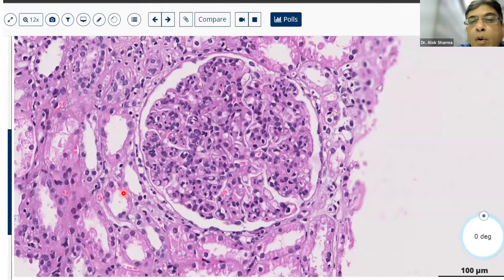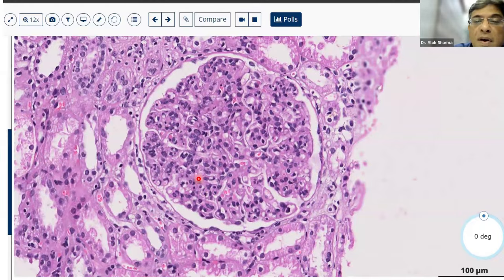You can see it is very cellular compared to whatever you have seen earlier. This is showing a lot of cellularity. And if you go into the higher power, you can see a lot of these cells are actually inside the glomerular capillaries. So we call it endocapillary hypercellularity. And many of these cells are neutrophils. So this is an exudative pattern of glomerulonephritis. It's a diffuse proliferative because it is endocapillary proliferation. If you want to add exudative because of neutrophils, you can add that also.